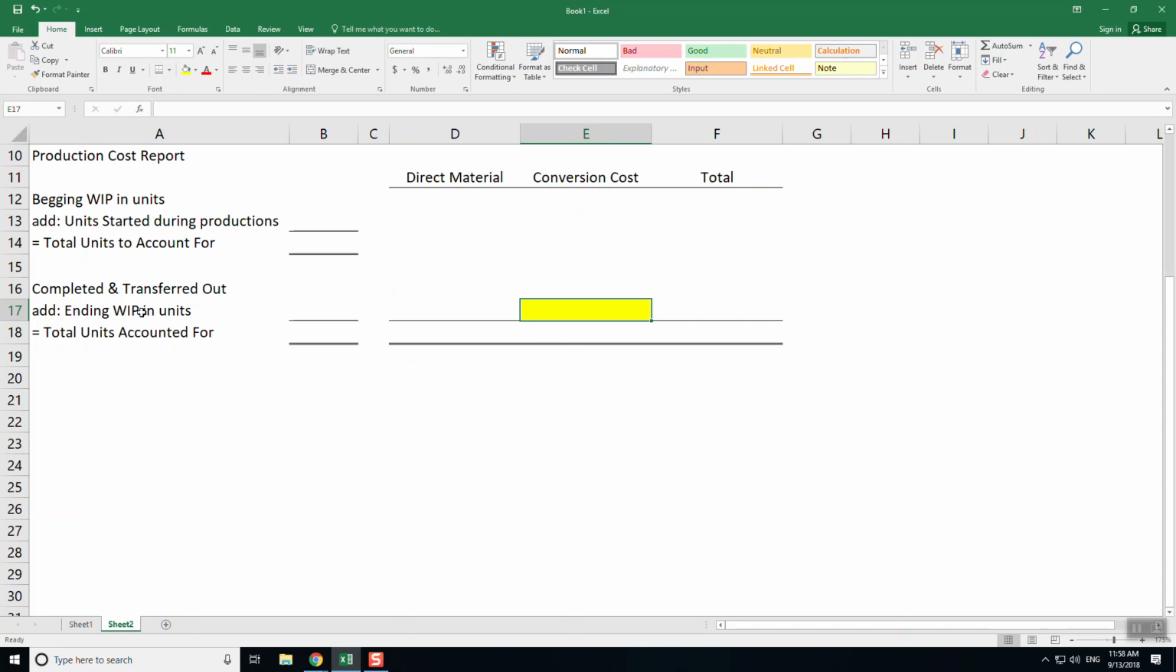So in most of these problems, what you're focused on is that piece right there. The units that are left over in work in process, the ending work in process inventory, those units are not complete. And they're not complete because all of the conversion costs have not been applied to the units. So you're usually going to get a percentage that says, okay, all of these units are 80% complete as far as conversion costs go. So that means that you would use that percentage, the 80%.